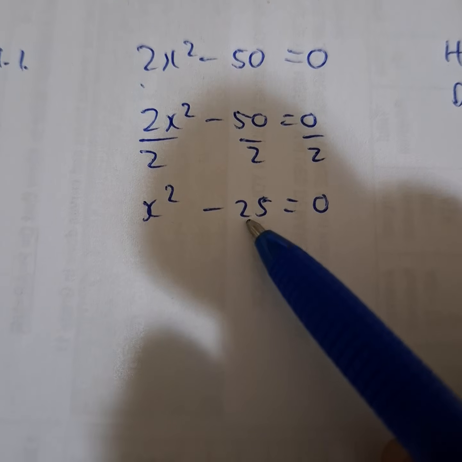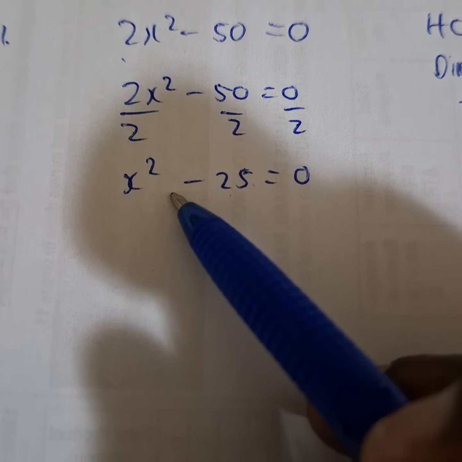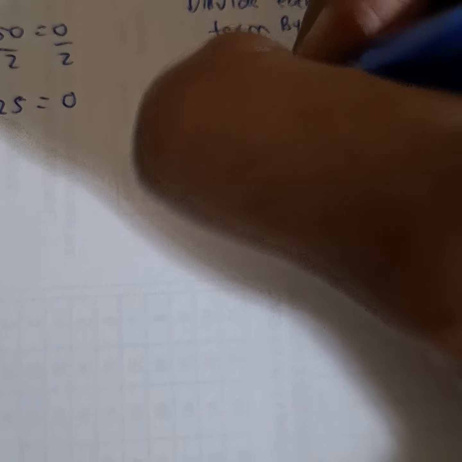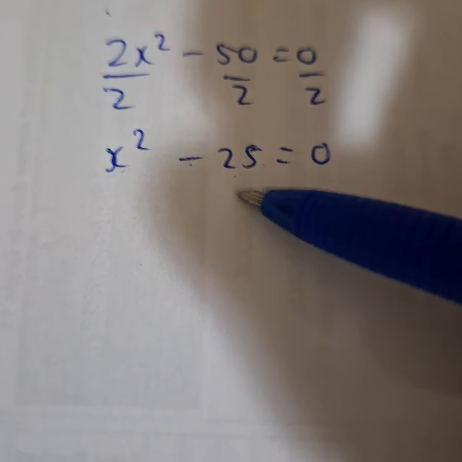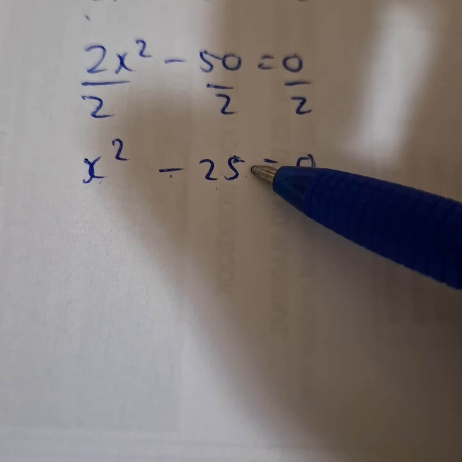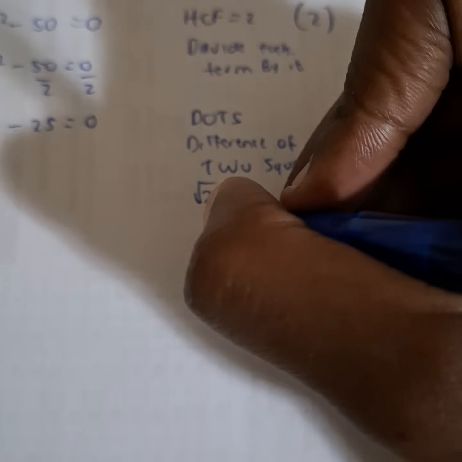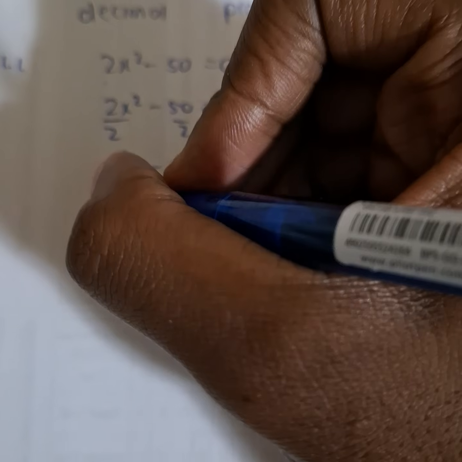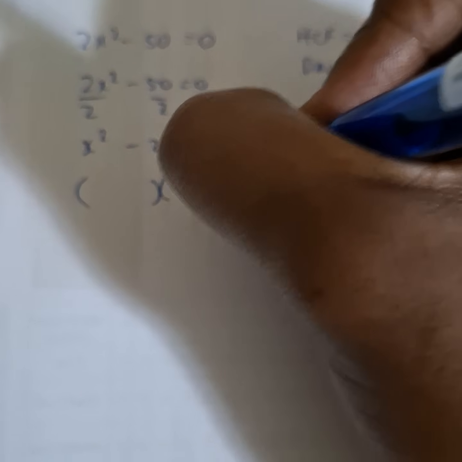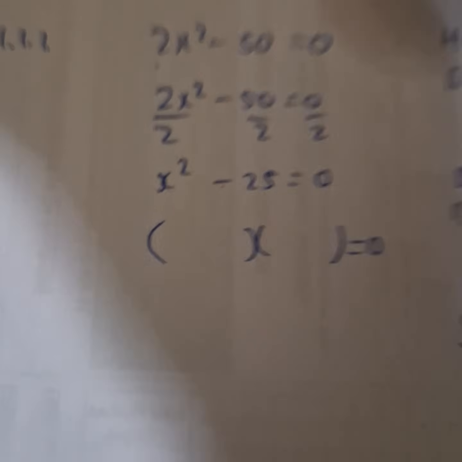Now, do you see what we have here is an expression that is quadratic in nature, but we can apply a type of factorization that we call difference of 2 squares? That simply means that since we have a difference, and x squared and 25 are perfect squares. Remember, why do we say 25 is a perfect square? Because what is the square root of 25? It is 5. Then what is the square root of x squared? That gives us x.